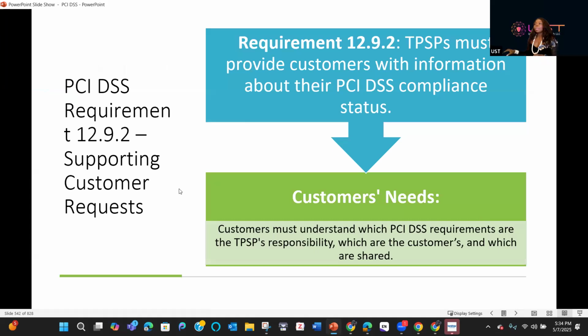Right, and then the next one, we will go through requirement 12.2.2, requirement 12.9.2, supporting customer requests, and see what it is. And that's already a control that we are assessing, right? But now we start going granular and understanding what it is, what we are going to be doing. I will see that shortly in future videos.